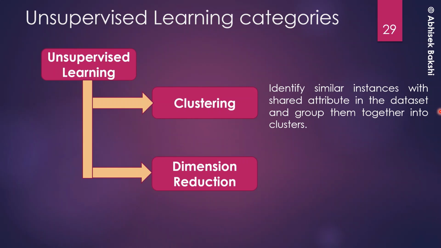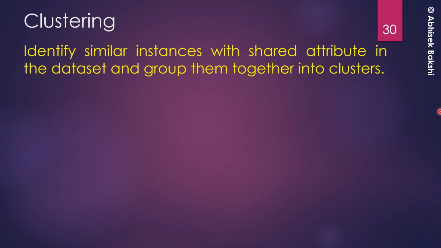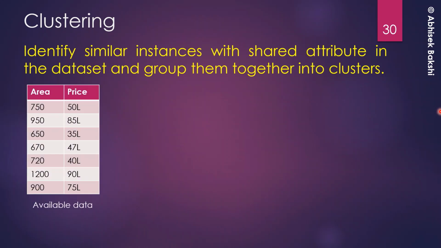Anyway, let's come back to the clustering part again. The clustering looks something like this. As I told you, it identifies similar instances with shared attributes in the dataset and groups them together into clusters. What does it mean? As I told you, we have a dataset which does not have any output. We don't know their labels. For example, 750, 950, 650 are all areas and their prices are 50 lakh and so on.